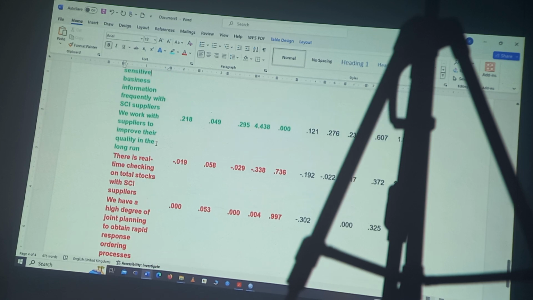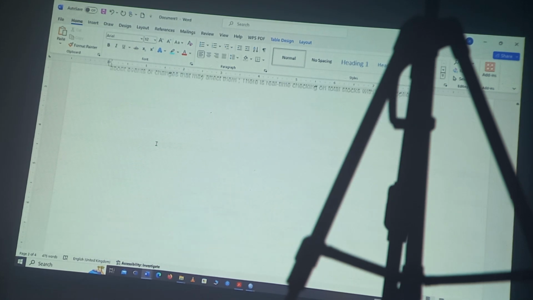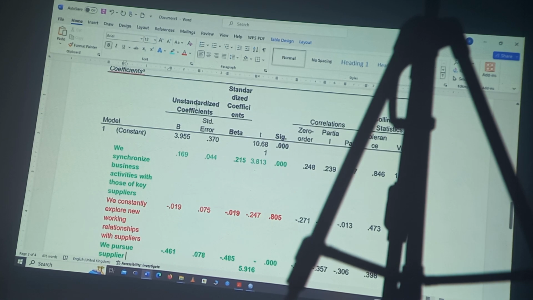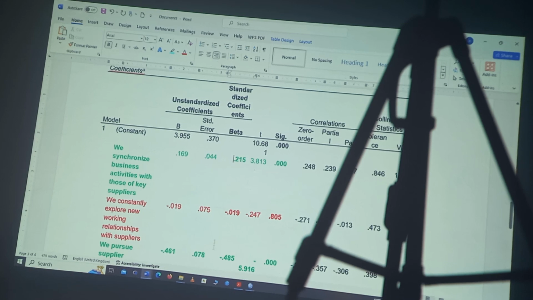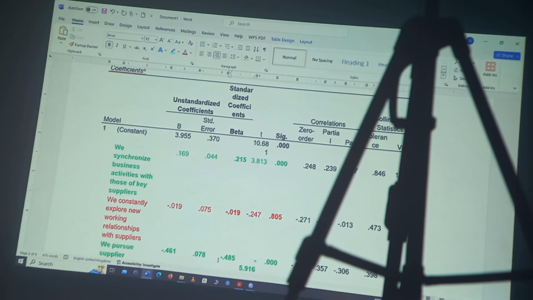So we have 4. So look at this one. Which of them has the highest number? The second one, 0.48, negative. But it is negative. So is it improving the 35% or is it reducing it? It is reducing it. So if it is significant, it is reducing it.